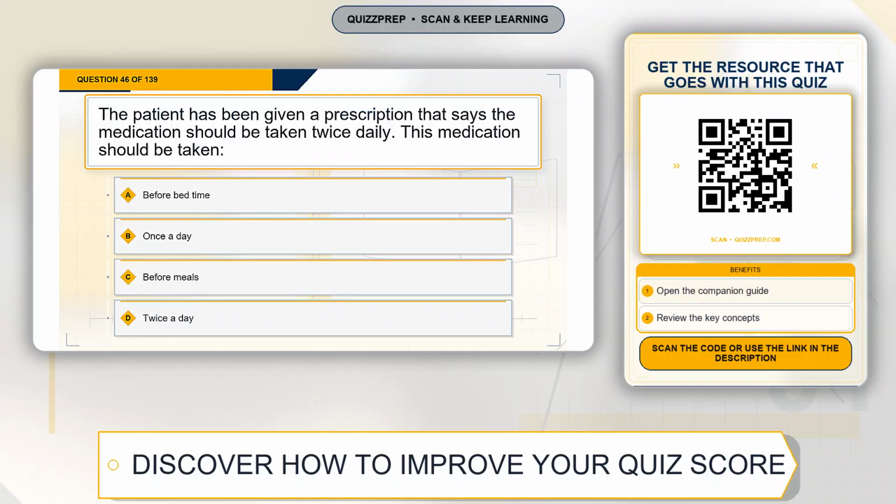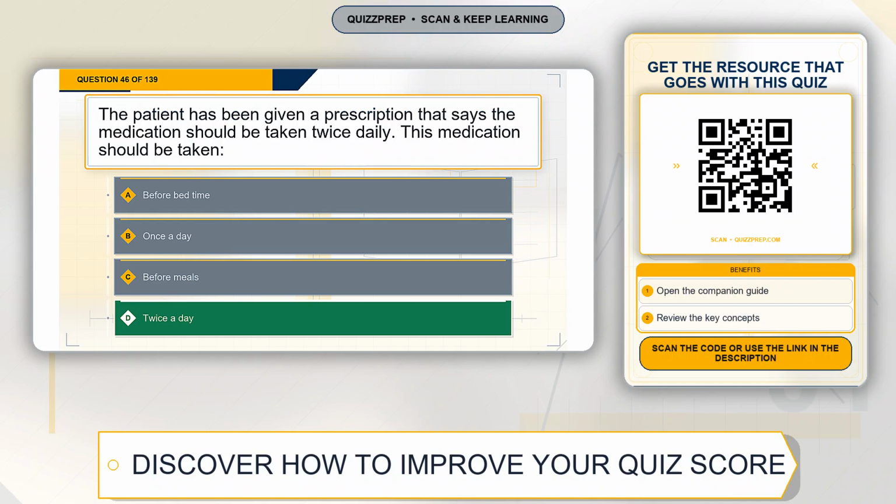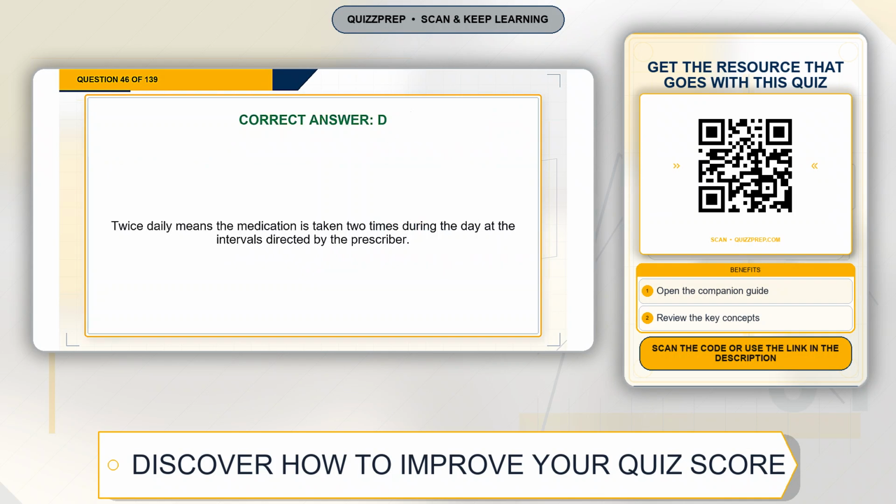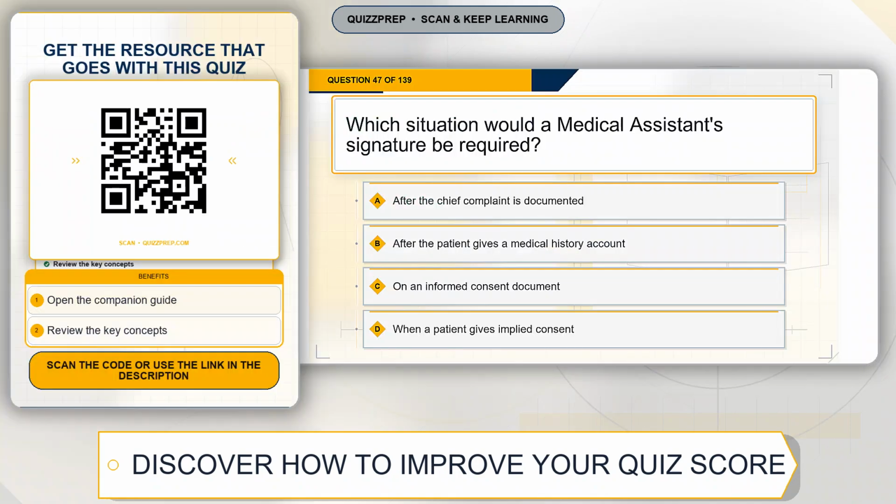Question 46. The patient has been given a prescription that says the medication should be taken twice daily. This medication should be taken, option A, before bedtime. Option B, once a day. Option C, before meals. Option D, twice a day. The correct answer is option D, twice a day. Explanation. Twice daily means the medication is taken 2 times during the day at the intervals directed by the prescriber. Question 47. Which situation would a medical assistant's signature be required?